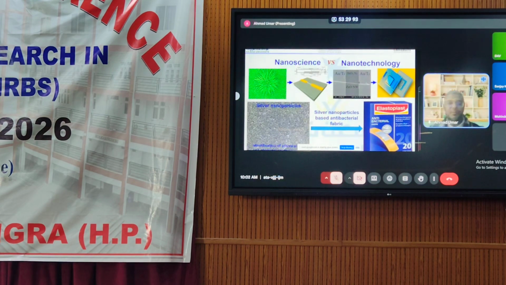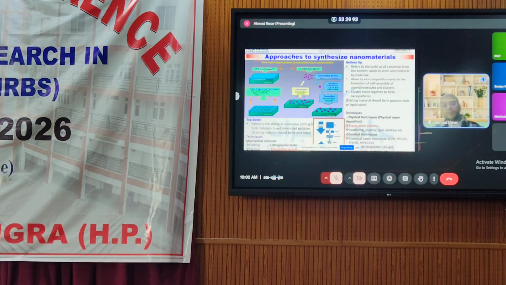For example, if we have a nanowire and we make transistors, a single nanowire based transistor, then it is nanoscience and nanotechnology. Or if we have silver nanoparticles and we utilize them for some applications, then it is nanotechnology.